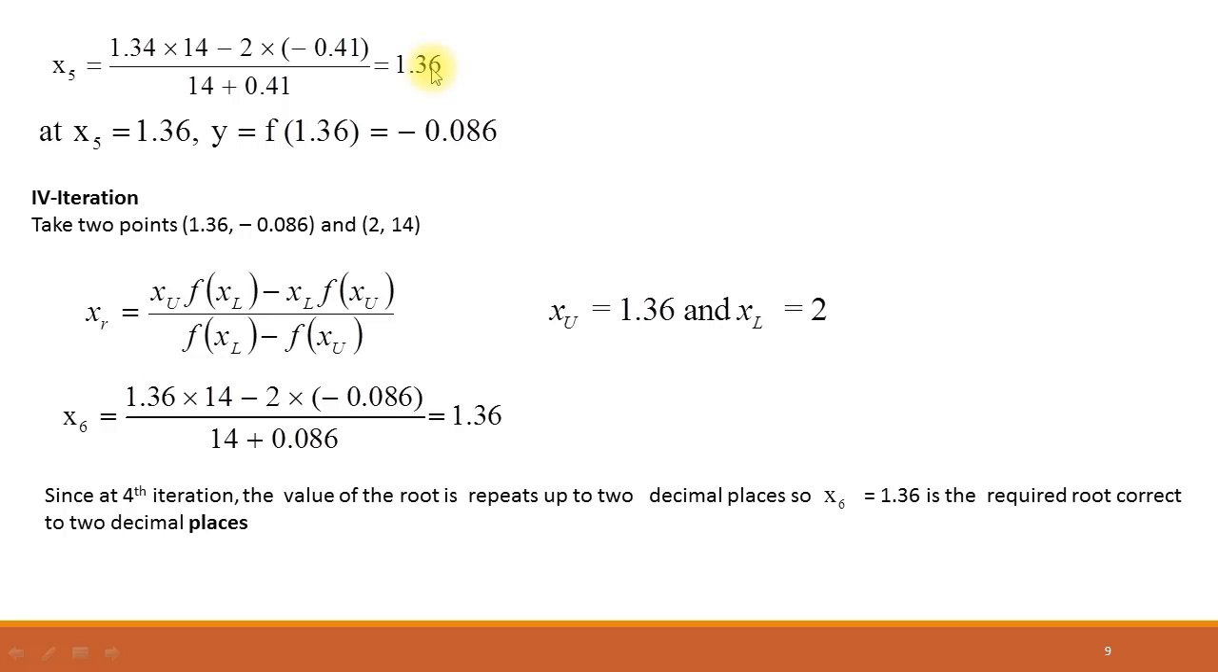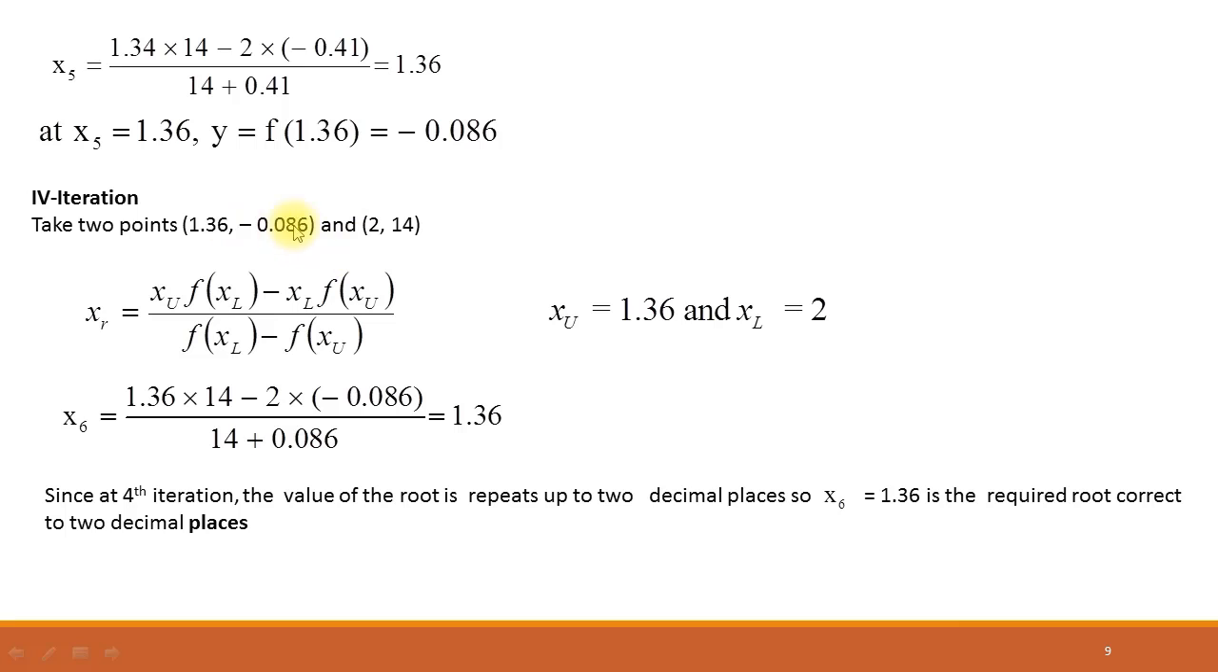1.36. Now for the fifth root, again check the sign of the function. Putting this fifth root in the given equation, the fifth root is 1.36, and the value of the function at this value is minus 0.086. Now for the next iteration, using these 2 points, this is the value of x and this is the value of function. Now this is the value of x and this is the value of function.